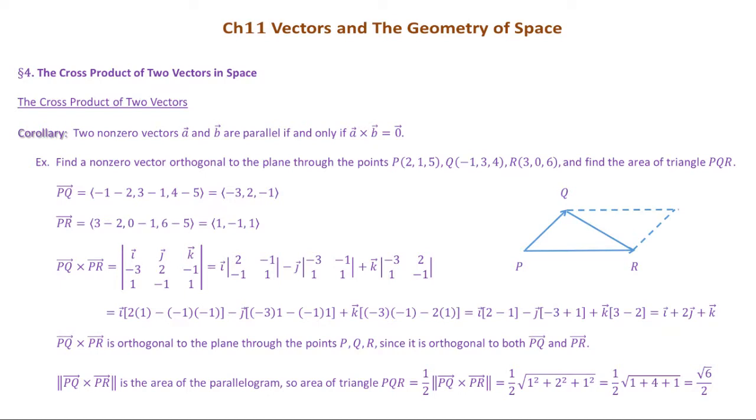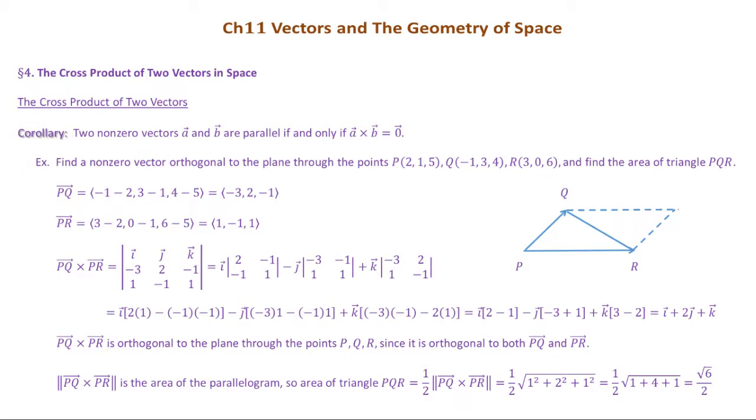So you get 2 times 1 minus -1 times -1 in the first part, -3 times 1 minus -1 times 1 in the second part, and -3 times -1 minus 2 times 1 in the third part. If you do that, you get 2 minus 1 in the first place, -3 plus 1 in the second place, and 3 minus 2 in the third place. After simplification, you get 1i plus 2j plus 1k, but you don't have to write the ones. So it's just i plus 2j plus k. This is the cross product of PQ and PR.